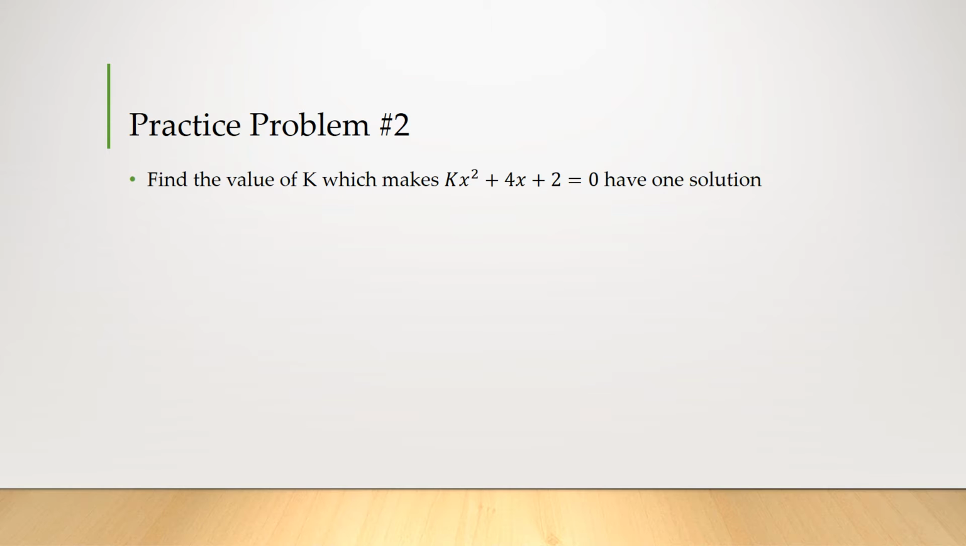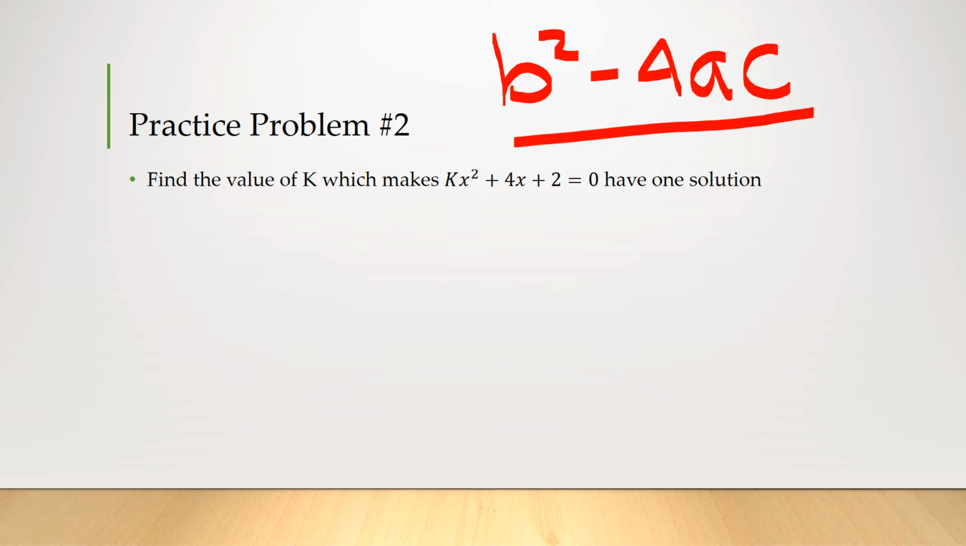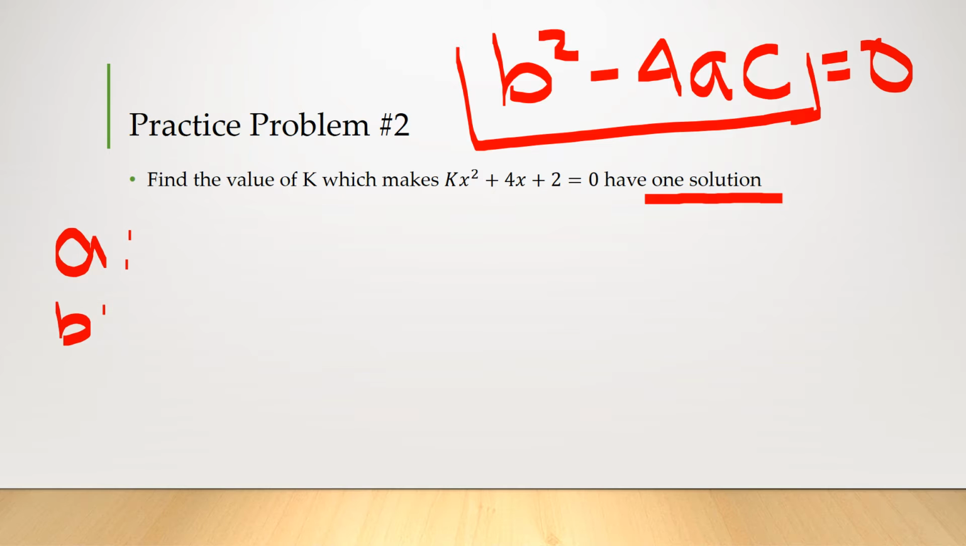All right, so this problem is a discriminant problem. To review, the discriminant is simply b squared minus 4ac. That is the discriminant. And since they said they want one solution, if we review back, that means the discriminant is going to equal 0. So since we know that, let's find the a, b, and c.